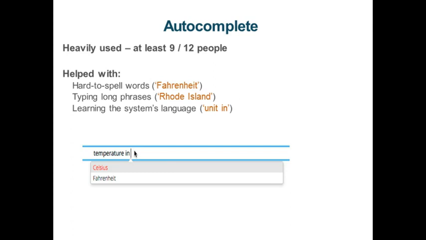It also helps when you want to type a long phrase. It's just kind of a bit of work to type out something like Rhode Island. If you can start typing it and then choose, that can be quicker. And thirdly, it helps to learn the system's language. So the system, while it tries to be general and expect queries phrased in different kinds of ways, still has some limitations in the phrasing that it expects. And so, for example, users in our study were able to figure out that they should type unit in when they wanted to, say, convert Celsius to Fahrenheit.